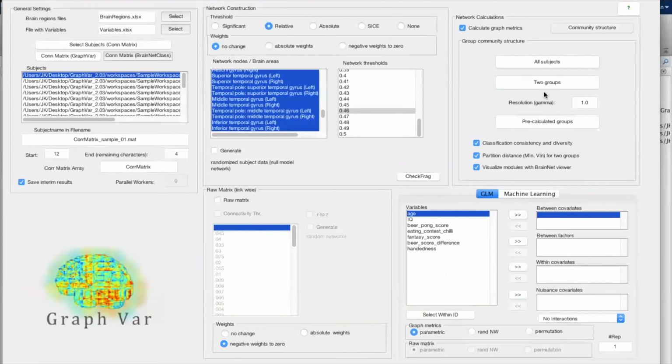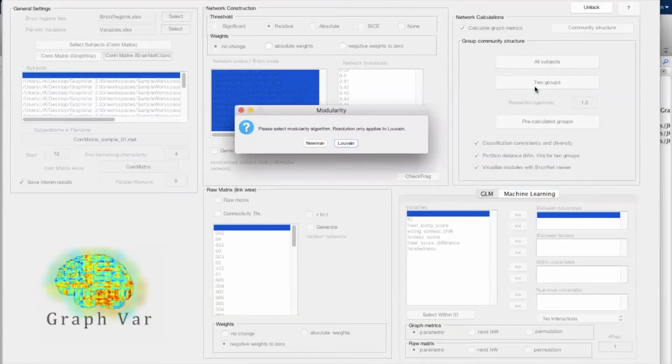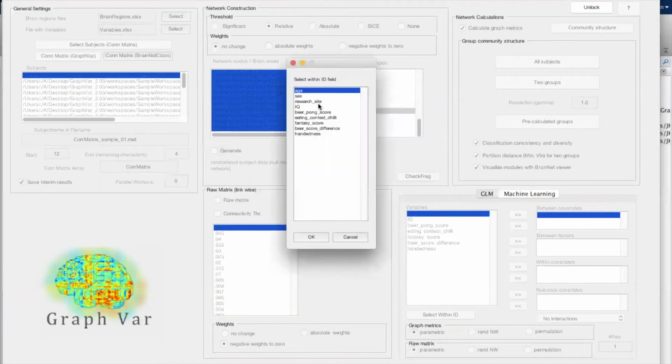Okay, so I'm opting now to choose to do my calculations on two groups. I'm giving the opportunity to do the Newman algorithm, which is a little bit older, or the Louvain algorithm. So this is the more widely used one. You may want to do a little bit of reading on what the difference is between those two. Then I'll be given the opportunity to select the variable which will define the two groups. So in this case, a categorical variable, two groups.